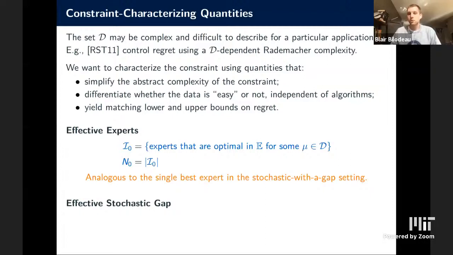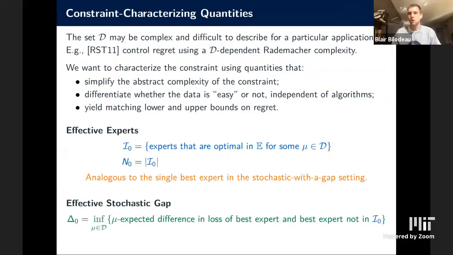The other quantity that we introduce is the effective stochastic gap. This is a bit more complicated to describe, but the idea here is we want to say how real or how separable are these experts? How much can we differentiate them in expectation? So if you think of taking any distribution mu in our set D, again, we take expectation of losses, and we have a best expert. And we could compare that best expert to the second best, but we're actually going to compare it to the best that is not effective.